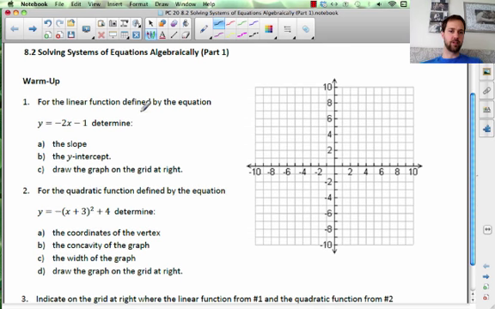For the linear function defined by this equation, determine the slope. Well, the slope is minus 2, or minus 2 over 1 if you like it in rise over run form. The y-intercept is minus 1. Draw the graph over here, so the y-intercept is right here. Slope is minus 2. That means instead of right and up, it goes right and down. So rise is minus 2, over run is 1. So you go 2 down, 1 over, 2 down, 1 over. Okay, and then it would continue in the other direction like that.